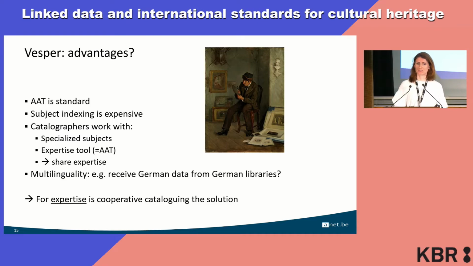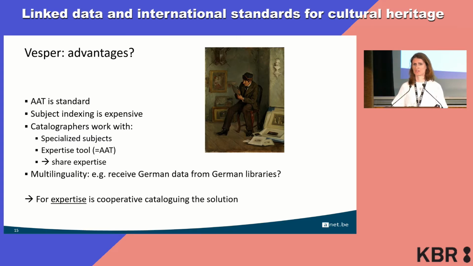So why could it be interesting? Well, first of all, of course, AAT is the standard which can be used in different GLAM sectors. For the people who are working in libraries, you know that subject indexing is really, really expensive to do. And catalogers work with very specialized subjects, and in this case, a really specialized tool, which is AAT. So we think we should share this expertise.